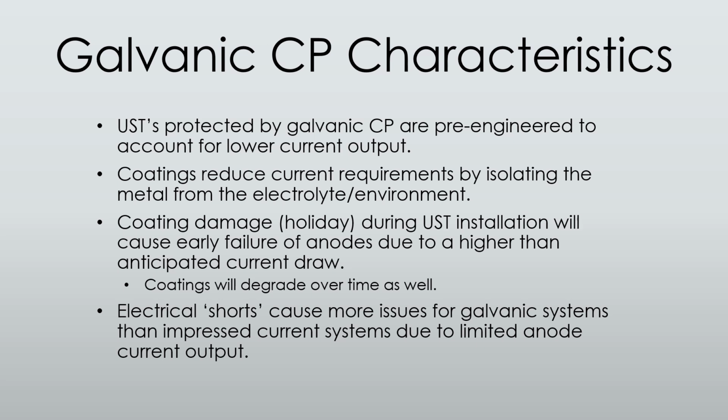Electrical shorts cause more serious issues for galvanic systems than impressed current systems due to the limited anode current output. If a system is shorted to, say, the electrical conduit, then that will be a greater surface area required for protection than the initial engineered surface area of the tank, which has a well-coated structure, as opposed to a bare steel electrical conduit system.